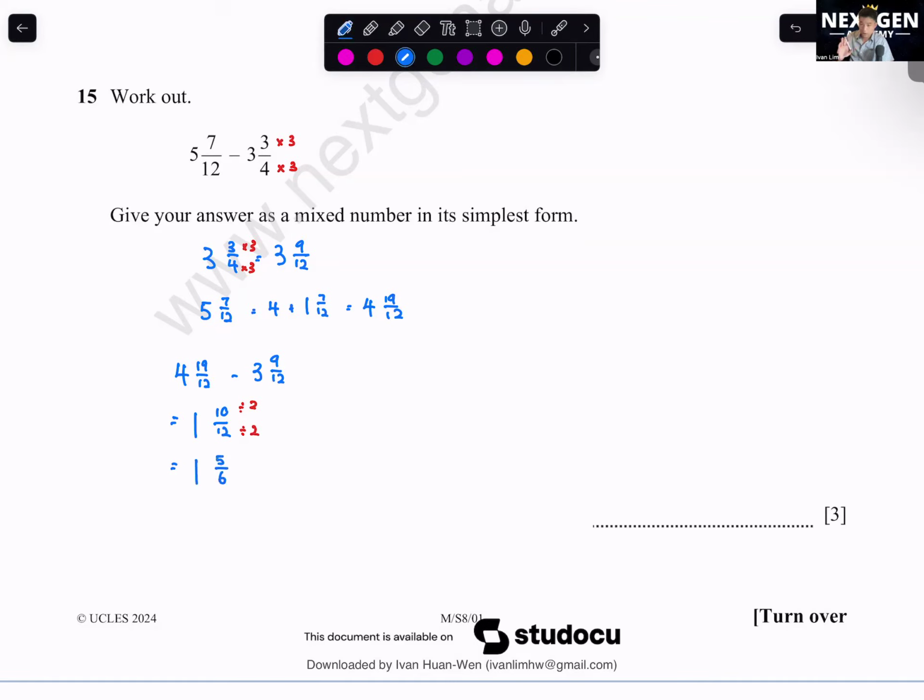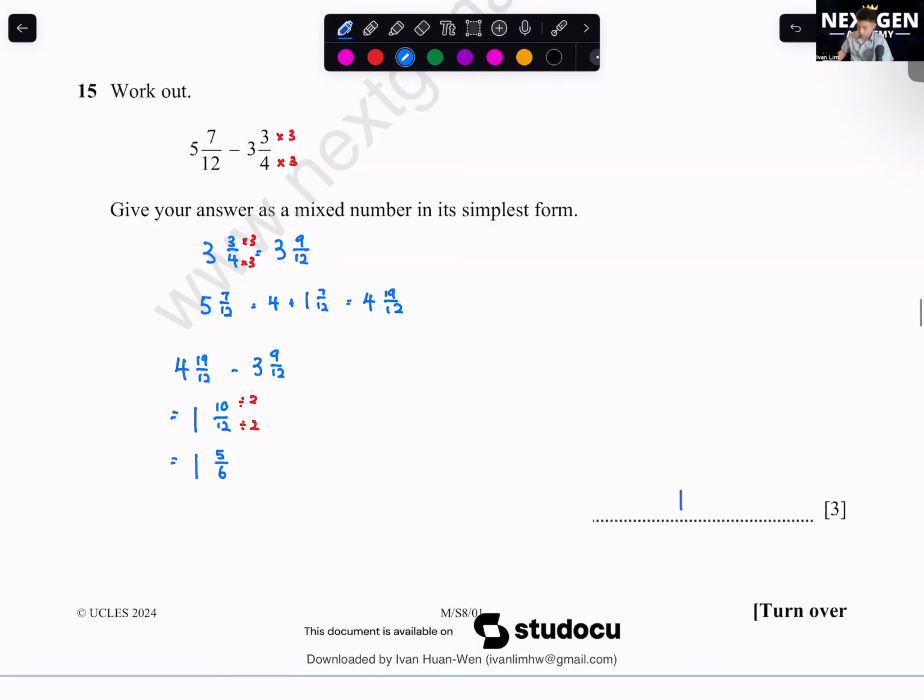It doesn't matter however y'all do it. If y'all change it to improper fraction, as long as your final answer is correct, you can also use this. Kevin says, how did I get 19? Change this one to improper fraction because I want to borrow 1. I want to borrow 1 since this one is not enough to subtract this one. Got it? So I'm actually doing a whole number minus the whole number, then fraction minus the fraction. You want to write down all the working also can. So you can write 4 minus 3, then 19 over 12 minus 9 over 12 also can.